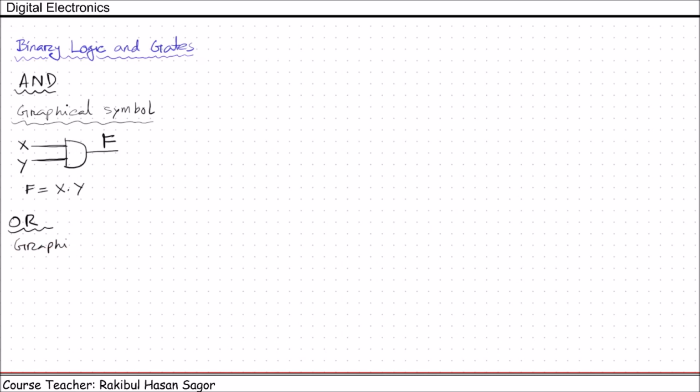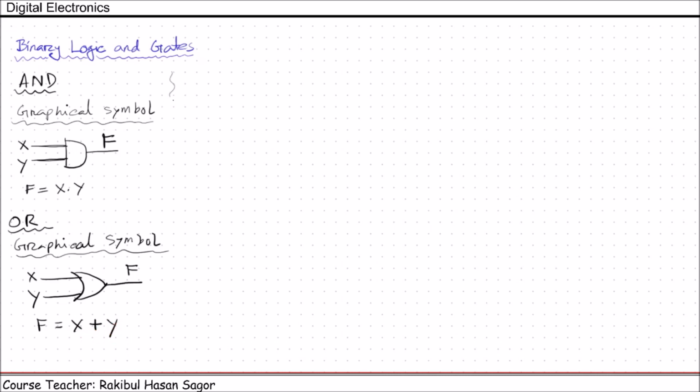The graphical symbol looks like this. We'll have a curve here, and there will be two inputs. This symbol is for two input OR gate. We have F here, X and Y. These are the two inputs. So F can be written as F equal to X or Y, generally represented by X plus Y.